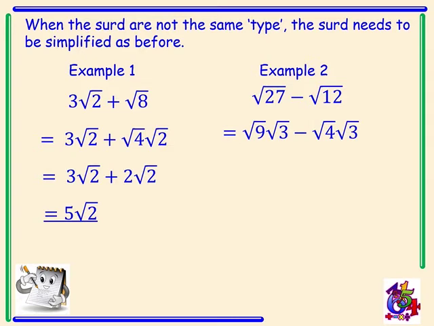And here we've picked square numbers. 9 is a square number, 4 is a square number, and we can take the square root of these. In doing so, we get an answer of 3 root 3, take away 2 root 3. Now the surds are the same, we can subtract them. 3 root 3, take away 2 root 3, will leave me with 1 root 3 or just root 3.